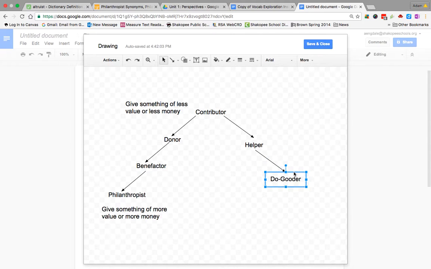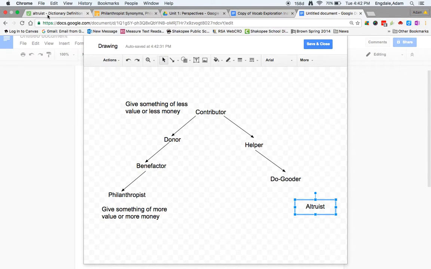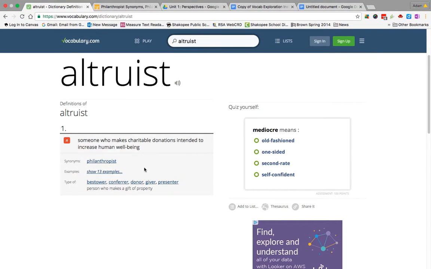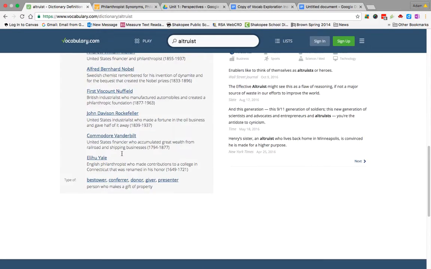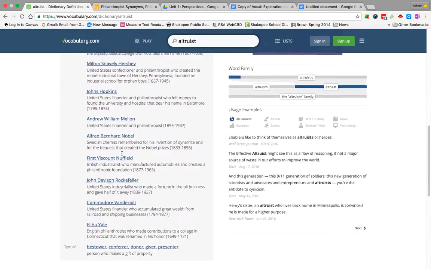And then we have that word altruist. I'm not even sure what altruist is. I'm going to put it here, and I can rearrange in a second. I did look it up, but I never read the definition. I'm a terrible person, I'll admit that. An altruist: someone who makes charitable donations. Okay, so this is very much like a philanthropist, and they're giving me the same people for altruist.